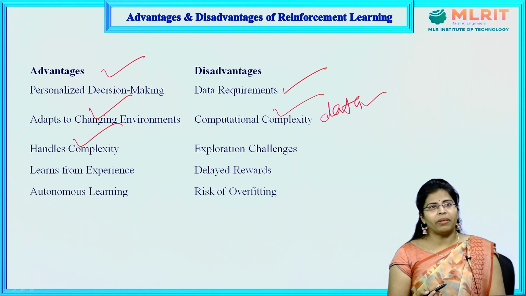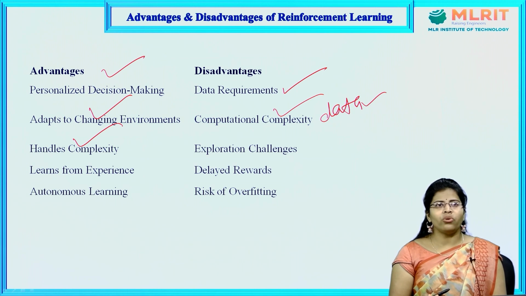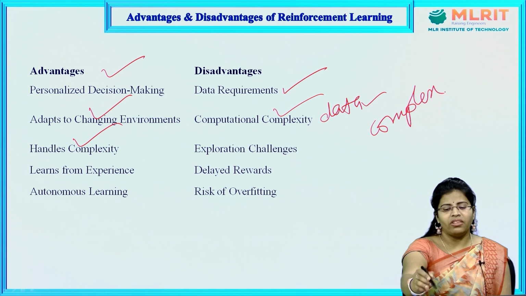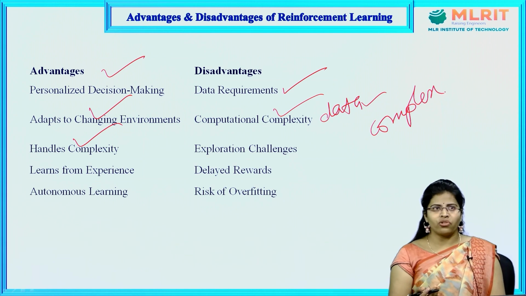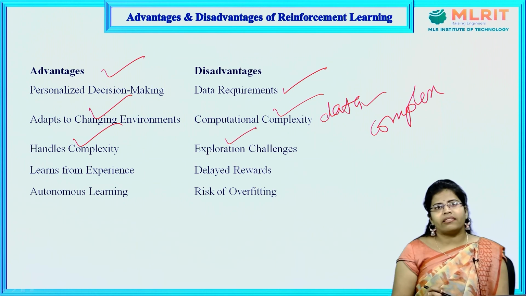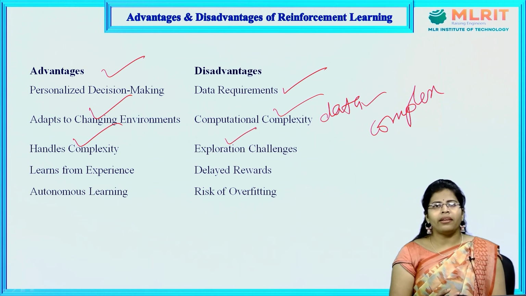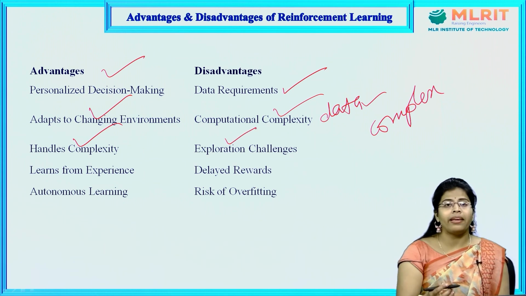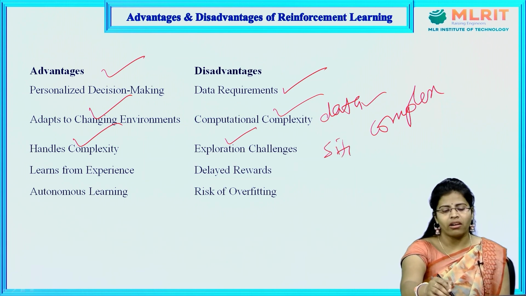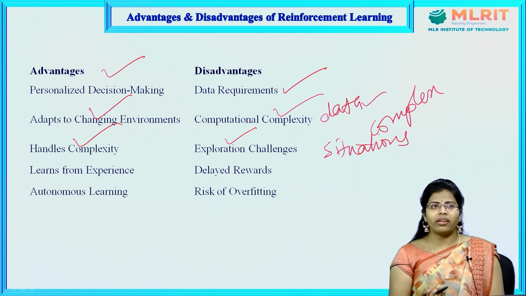This reinforcement learning is also going to handle some complex tasks which cannot be solved by supervised or unsupervised learning. It is going to be solved here. Exploration challenges. That means it cannot perform well based on some challenges or situations that occur. It does not have the power to explore the challenges.